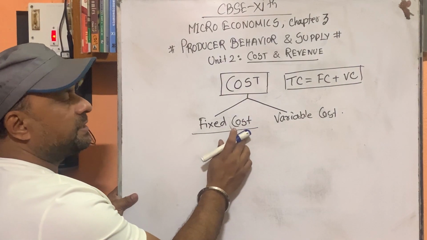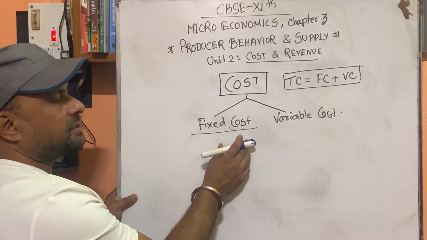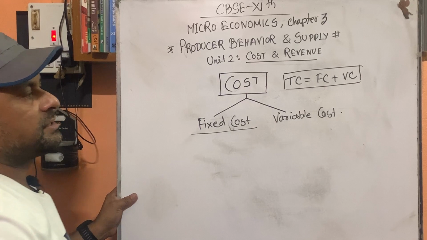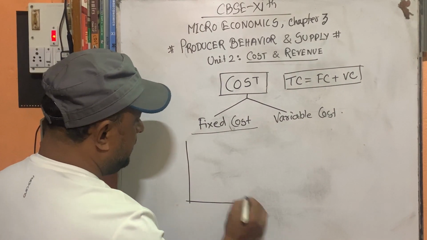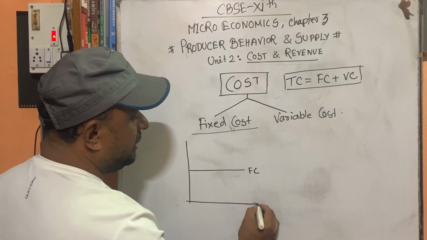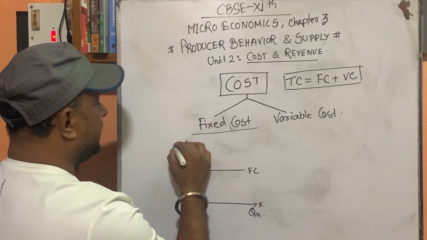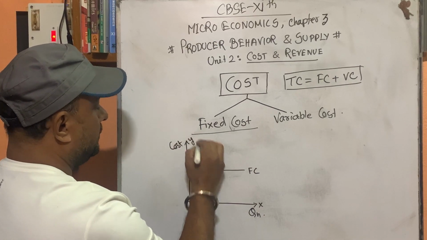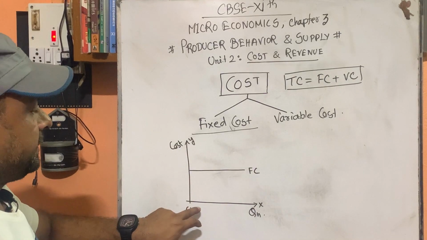Fixed cost means it remains fixed, it never becomes zero, because production may be zero but fixed cost always remains fixed. For this reason, the fixed cost curve is always parallel to the x-axis. This is our fixed cost curve. Here we are measuring quantity of production, here we are measuring cost.